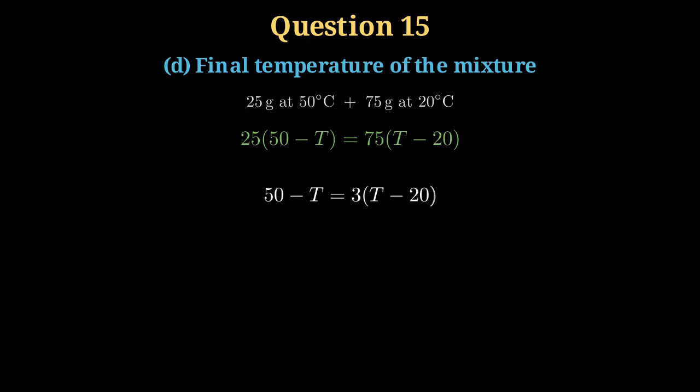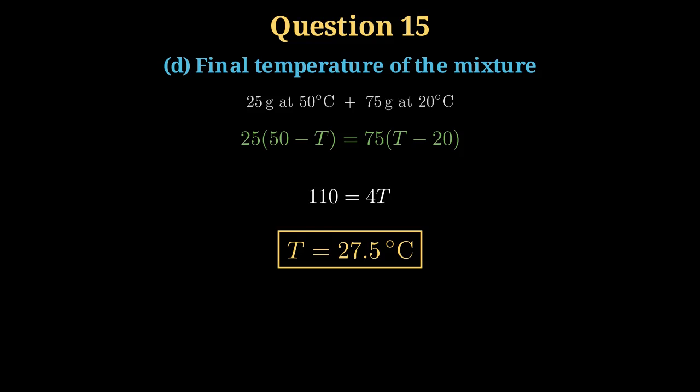Divide both sides by 25. 50 minus T equals 3 times (T minus 20). Expand and collect. 110 equals 4T. Divide by 4, and the final temperature of the mixture is 27.5 degrees Celsius. Well done. That completes question 15.